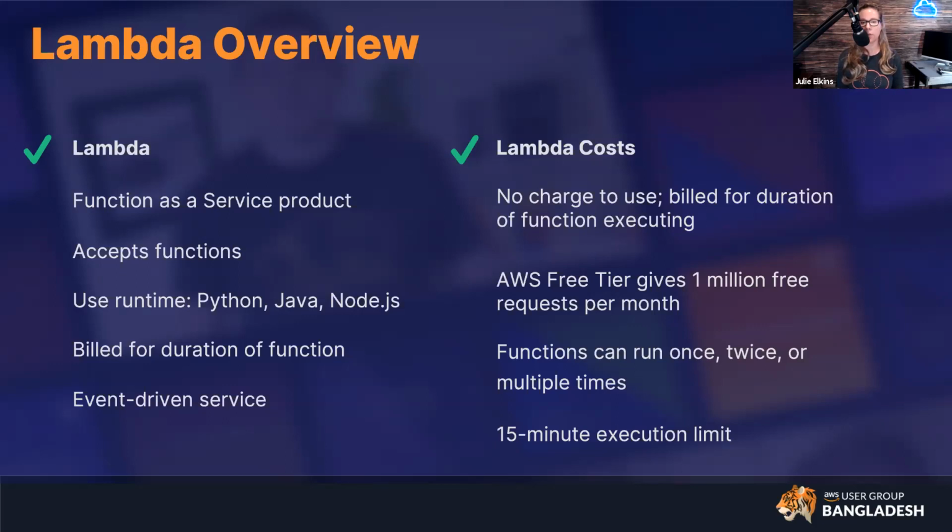And with the AWS free tier, we get 1 million free requests per month, and our functions can run once, twice, or even multiple times. And we can even have multiple functions running at the same time. But Lambda functions do have a 15-minute execution limit. They cannot run longer than 15 minutes. And if they do, they're going to be terminated by AWS.